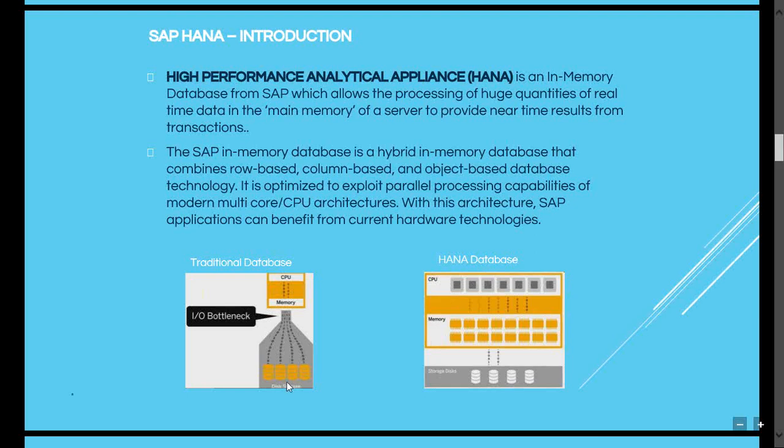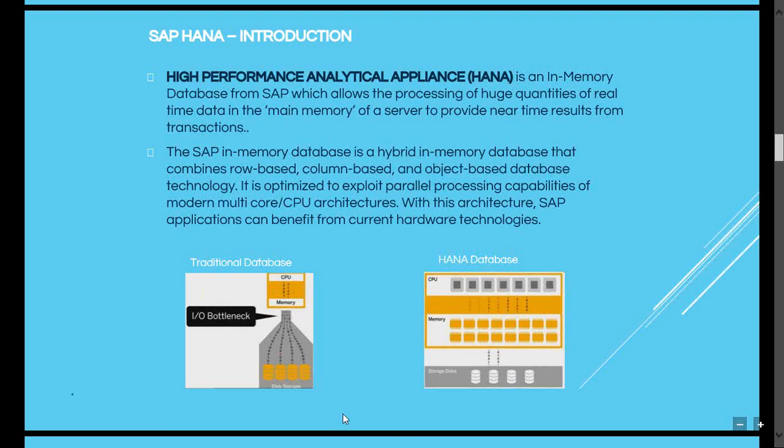So if you observe this diagram, earlier we used to place our database in the disk storage, correct? So the data movement was between the disk storage, main memory and CPU cache. Here the main memory was limited, so the RAM capacity was limited. Therefore, what happened? The CPU had to wait for the data to be processed. So the data movement was very slow. This was the input-output bottleneck. This was the performance issue.